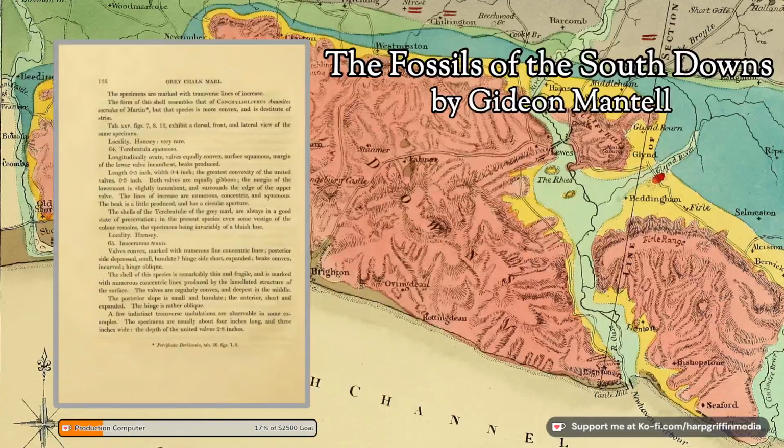Conchiliolithus Anomites sacculus of Martin, Petrificata Derbiensia, tablet 46, figures 1, 2.